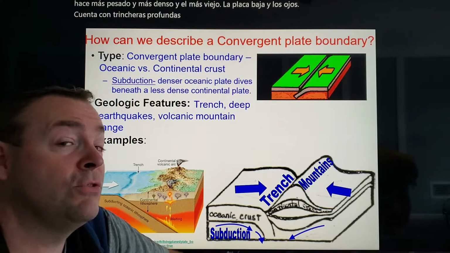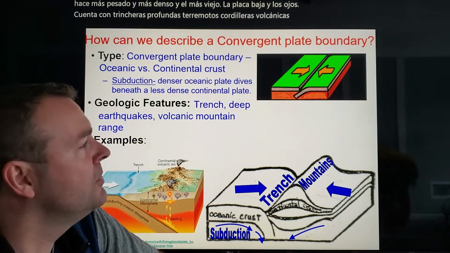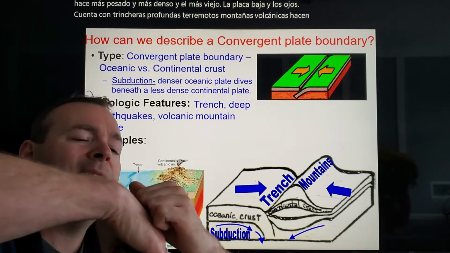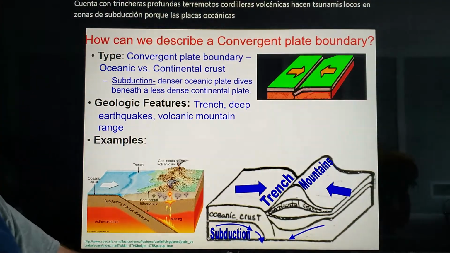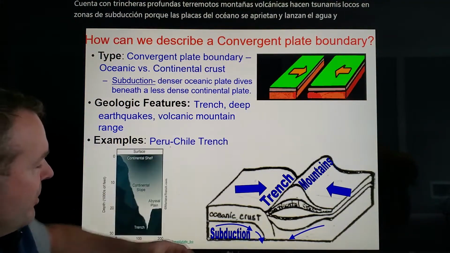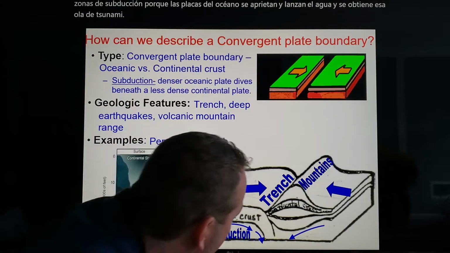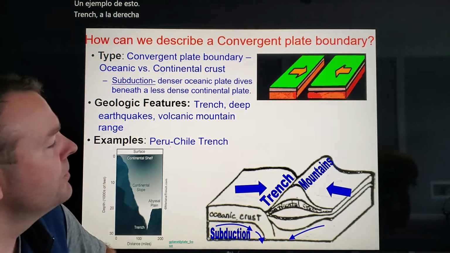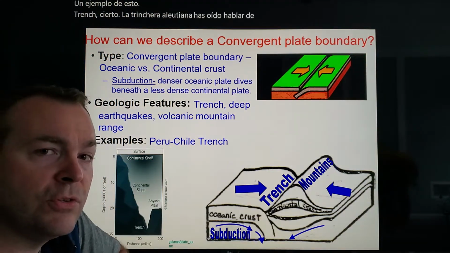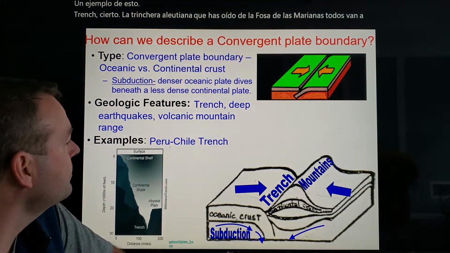You make crazy tsunamis at these subduction zones because the ocean plate snaps and throws the water up, and you get that tsunami wave. All right? The Peru-Chile Trench, an example of this. But any trench, right? The Aleutian Trench, you've heard of the Mariana Trench. They're all going to be these convergent subduction zones.